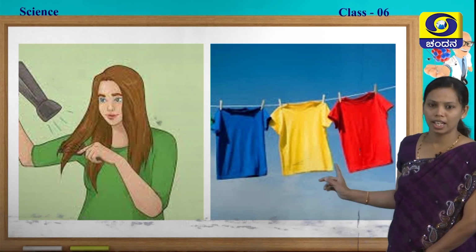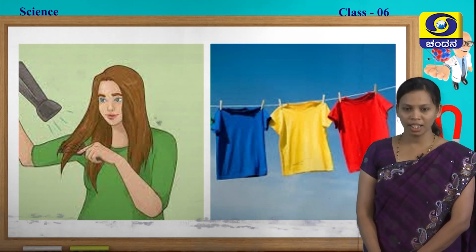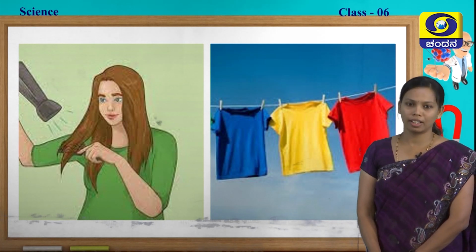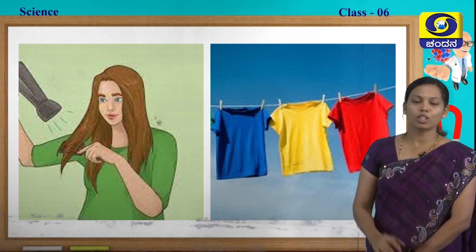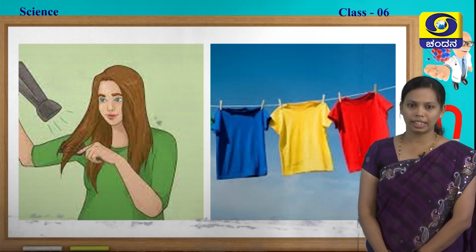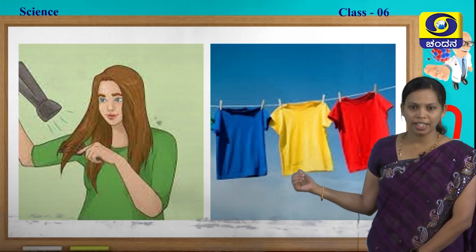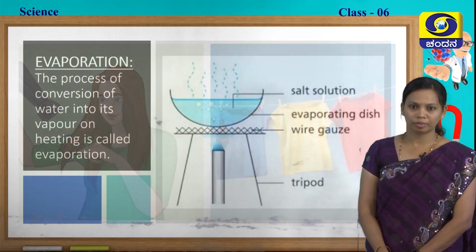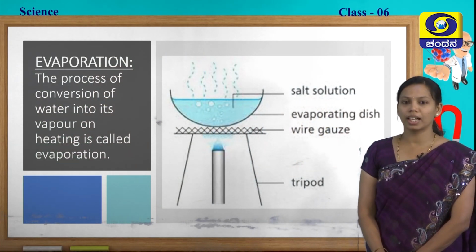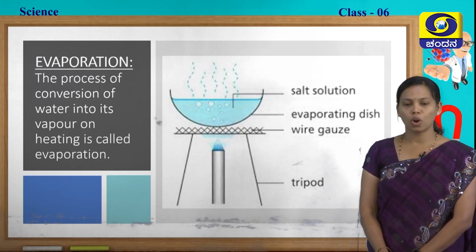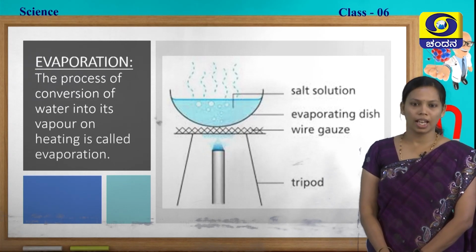In the same way, in the second picture, what do you see? You can see a lady drying her wet hair. Since the hair dryer gives hot air, the wet hair gets dried. Here, due to the heat, the wetness is being dried. It is nothing but the evaporation process. The process of conversion of water into its vapor on heating is known as evaporation.